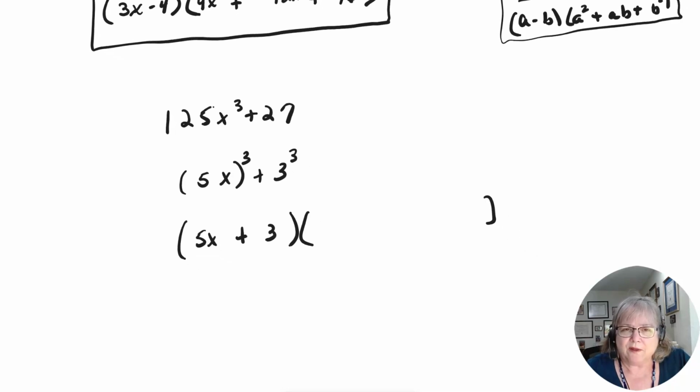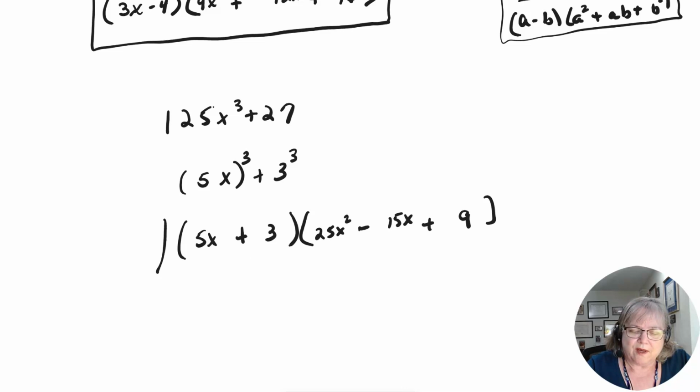I take the term in the front, which is 5x, and square it. And it goes in the front. Okay, 25x squared. I take the term in the back, which is 3, square it, put it in the back. Now to get the middle term, I go front times the back. 3 times 5x is 15x. And now I worry about my plus and minuses. If this is a plus, this is a minus, this is always a plus. Doing okay?